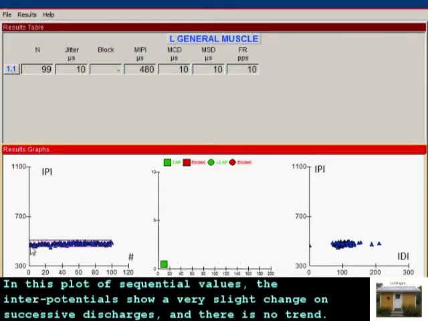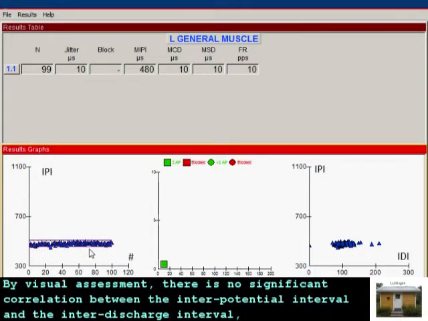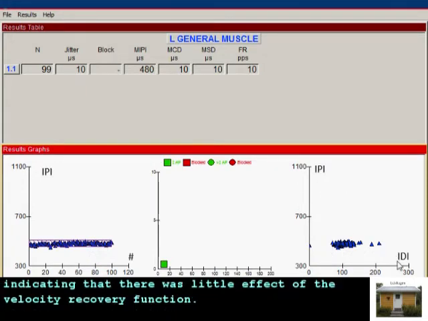In this plot of sequential values, the interpotential intervals show a very slight change on successive discharges, and there's no trend. By visual assessment, there is no significant correlation between the interpotential interval and the interdischarge interval, indicating that there was little effect of the velocity recovery function.